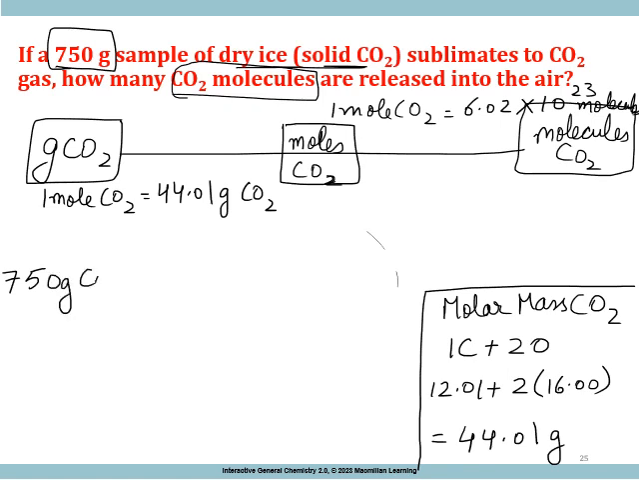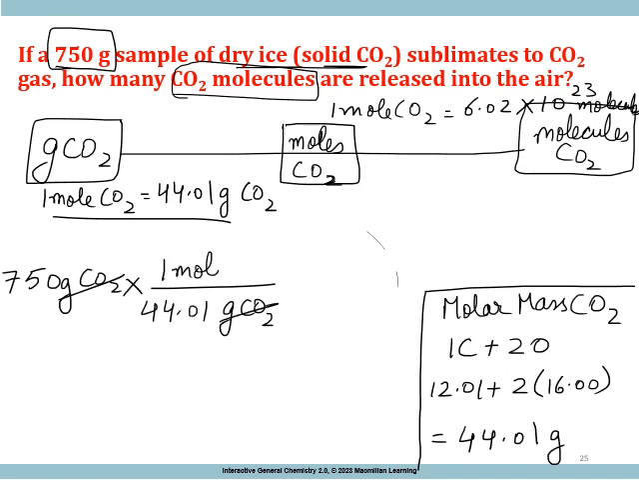750 grams of CO2. Multiply it with a conversion factor that comes from this. This is grams, which means I put grams here so they can cancel. How many grams? 44.01. 1 mole goes on top. Next, I multiply with the second factor. Moles of CO2 I have, which is right here.